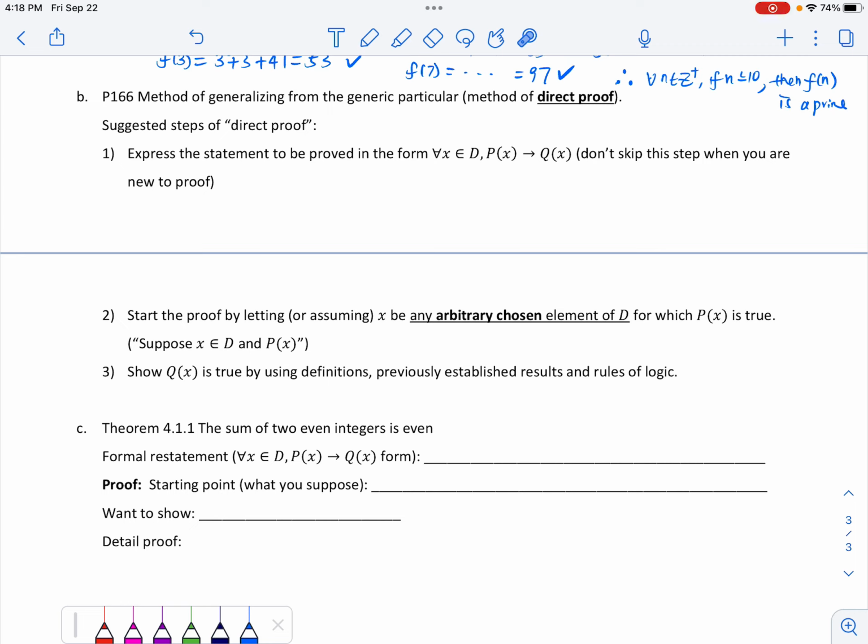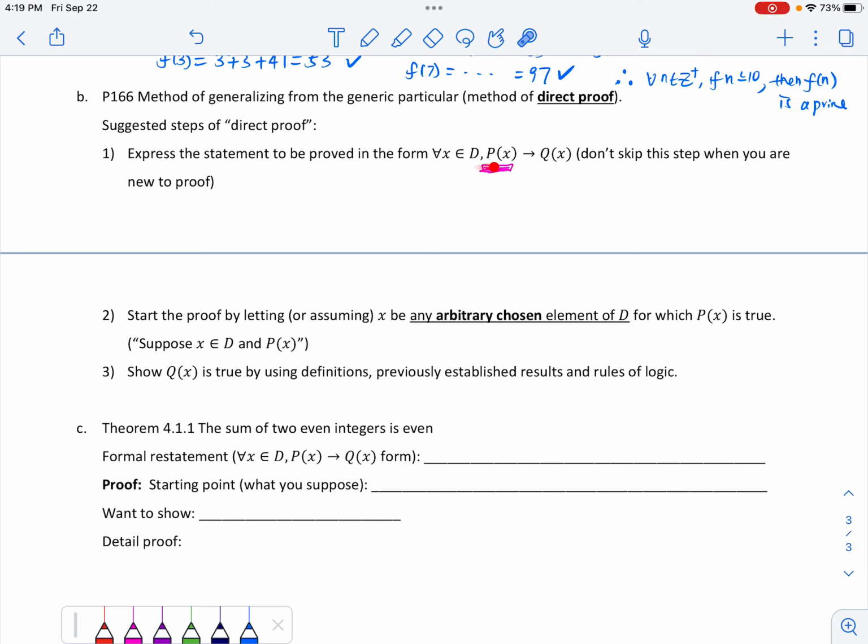If you are new to the world of proof, this is definitely a very good practice. What's the advantage of that? If you are able to convert this, you are very clear what P of x is, which is the hypothesis or assumption or premise. So it's very clear what needs to be concluded, or what needs to be proved. So that's what I would suggest. Do not skip this step when you are new to proof.